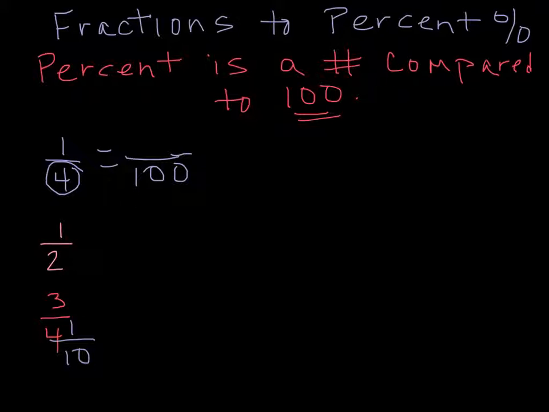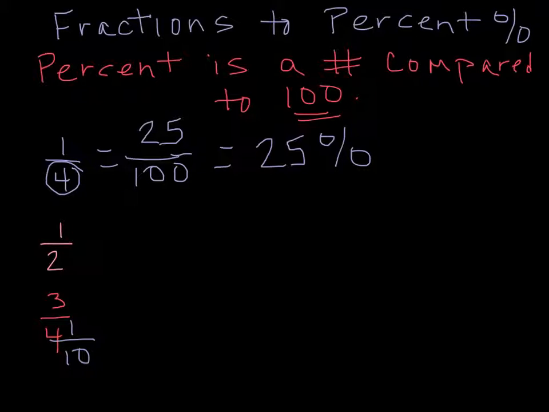1/4 of 100 is, think about money. If you have $1, which is 100 pennies, and I ask you for 1/4 of it, you would give me 25 cents. So 1/4 is the same thing as 25 over 100. Well, when you have a number compared to 100, that number can be written as a percent of 100. So this would be 25%. Basically, it's 25% of 100.